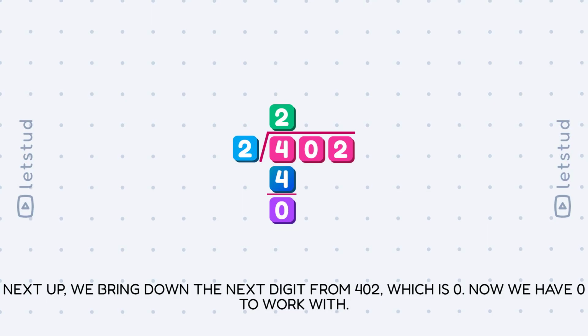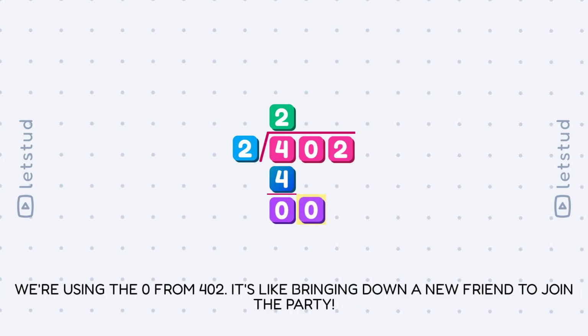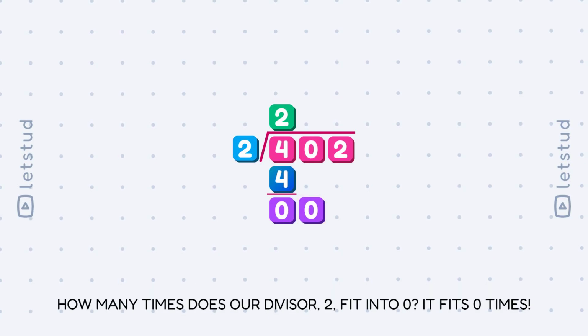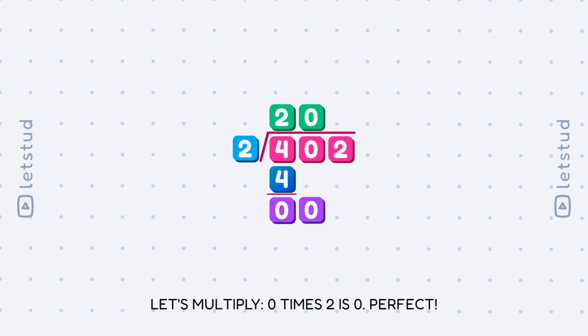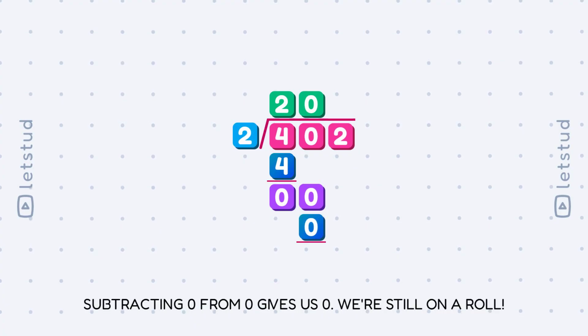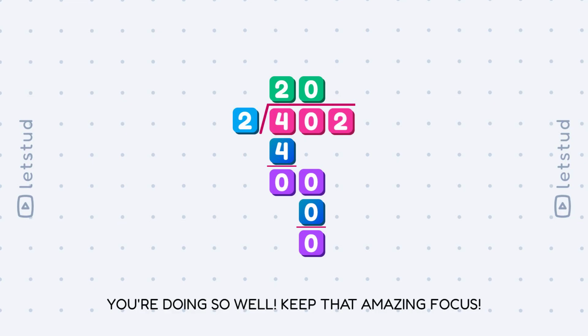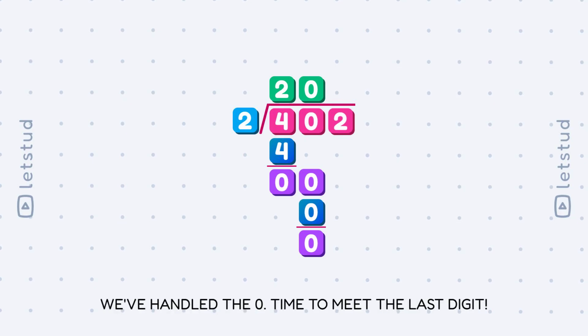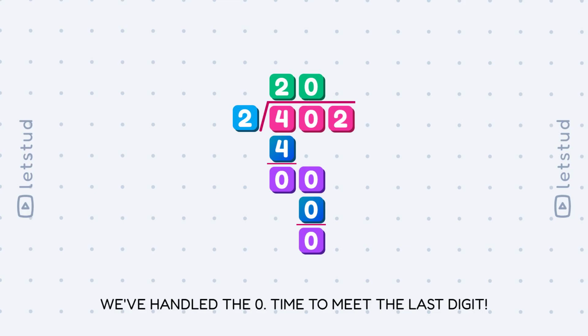Next up, we bring down the next digit from 402, which is 0. Now we have 0 to work with. We're using the 0 from 402. It's like bringing down a new friend to join the party. How many times does our divisor 2 fit into 0? It fits 0 times. Let's multiply: 0 times 2 is 0, perfect. Subtracting 0 from 0 gives us 0. We're still on a roll. You're doing so well, keep that amazing focus. We've handled the 0, time to meet the last digit.